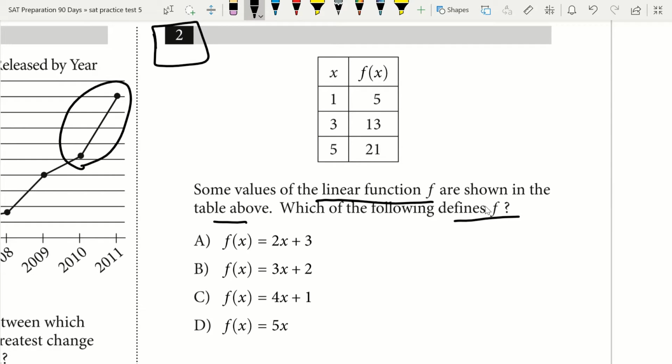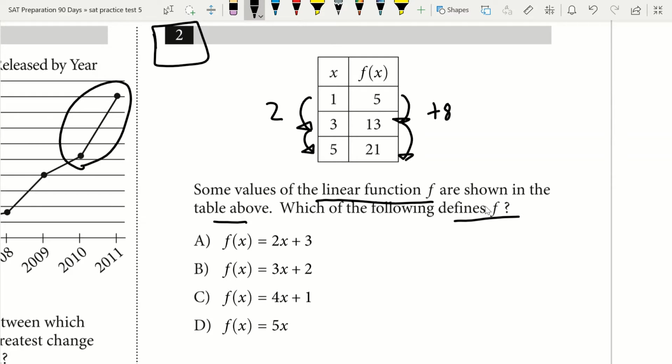So whenever I'm dealing with function tables like this, what I'm going to look to do is look at things jumping from one variable in x to the next, and then also how it jumps the same way in f of x, right? So in this case, I see I go from 1 to 3, that's an increase of 2, and I see I go from 5 to 13, that's an increase of 8.